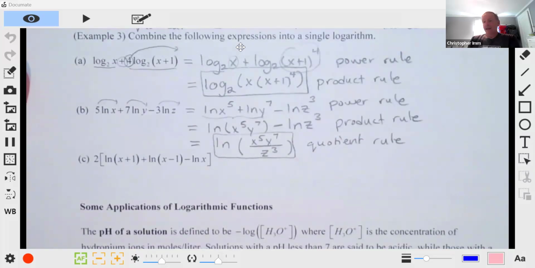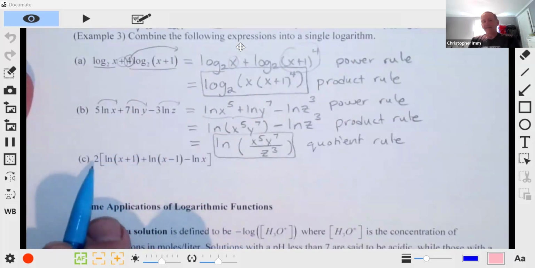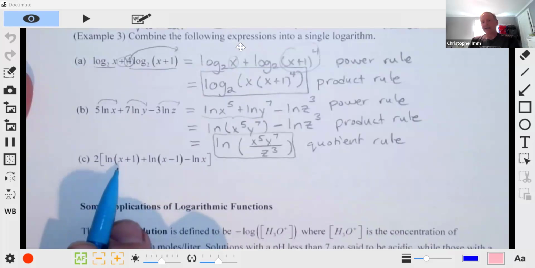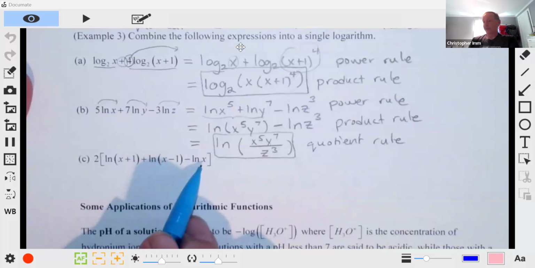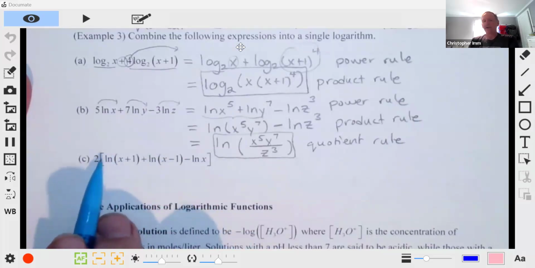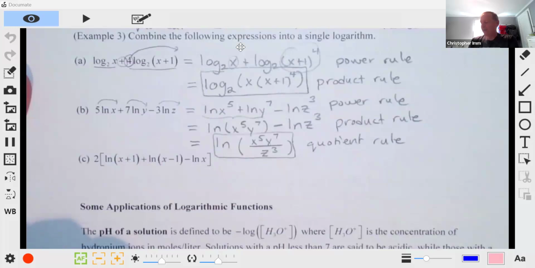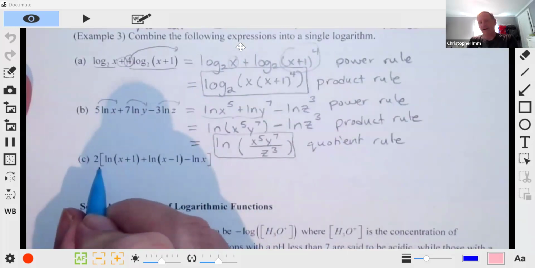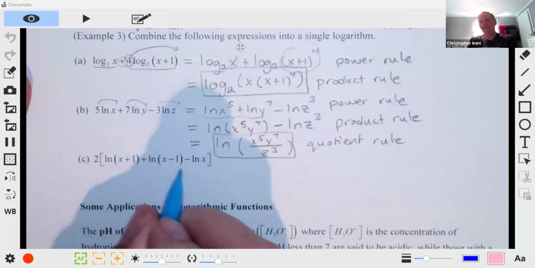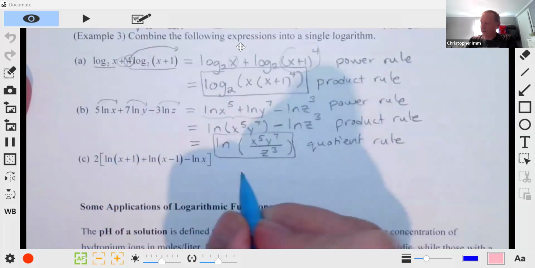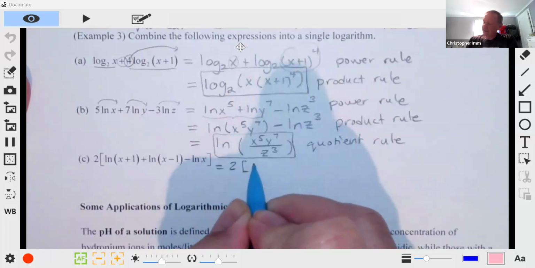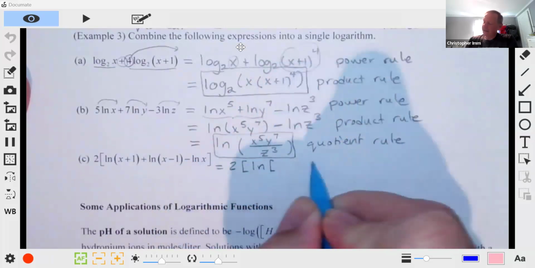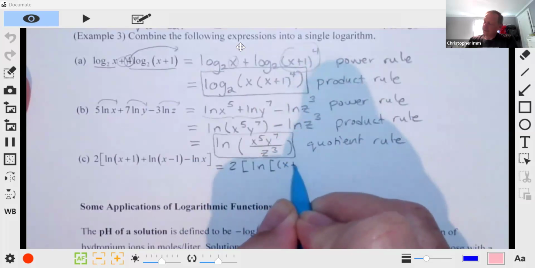Okay, let's look at one more here. Notice I have this 2 out in front here, so I can actually access these product and quotient rules first. So I'm going to do that. Then at the end, I'm going to bring that 2 up by the power rule. I could do that since it's out in front, and all the numbers out in front of the natural log are 1. So I'm going to put the first 2 together by using that product rule.